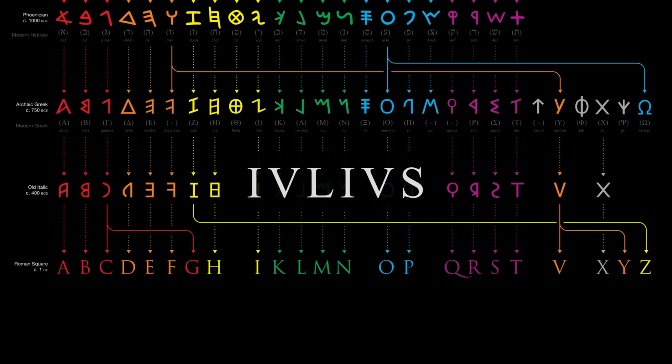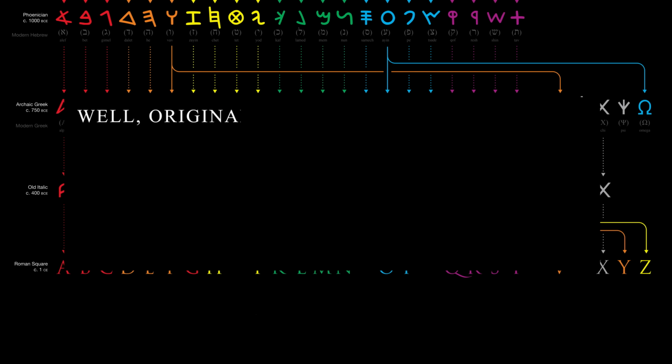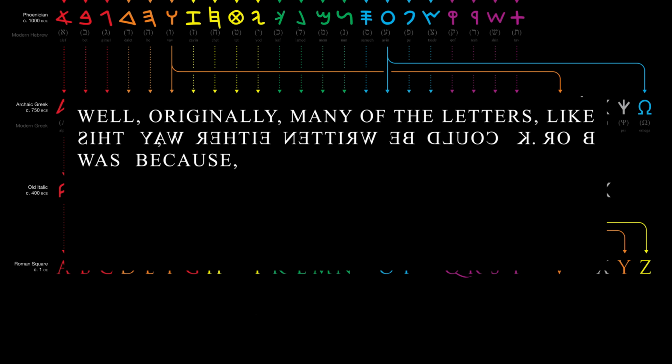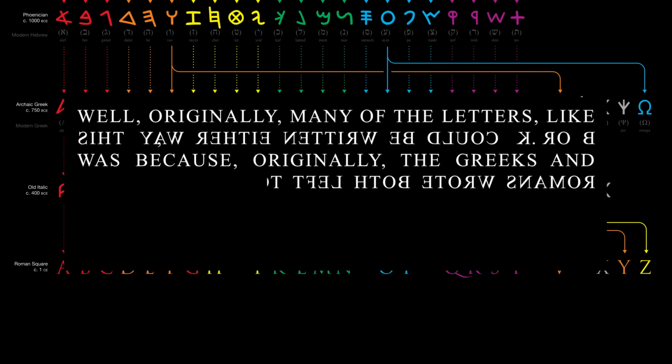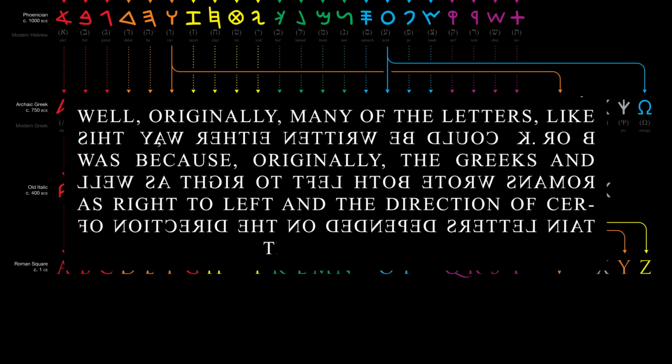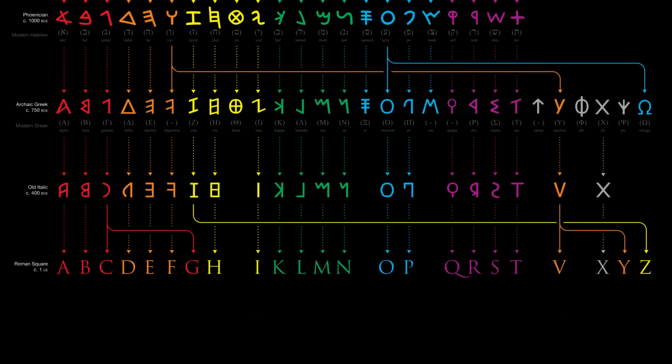I'll say more about J and U in a moment, but the biggest question that most people have at this point on the chart is, why did some of the letters flip? Well, originally many of the letters like B or K could be written either way. This was because originally the Greeks and Romans wrote both left to right as well as right to left, and the direction of certain letters depended on the direction of the writing. But eventually, writing left to right became standard. Perhaps because most people are right-handed and therefore less smudging takes place when you write left to right. Of course, when it comes to alphabets like Hebrew and Arabic, they are written in the opposite direction, right to left.